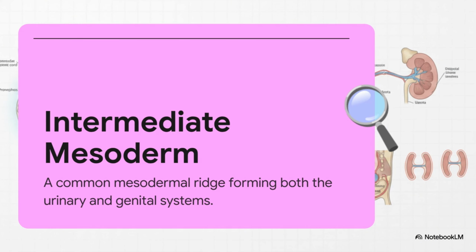Both the urinary system and the genital system actually develop side by side, and they come from a shared common origin, a mesodermal ridge called the intermediate mesoderm. Why does this matter? Well, the fact that these two massive systems arise from the exact same tissue explains why clinically developmental anomalies in one system frequently show up with concurrent anomalies in the other. It's a package deal.